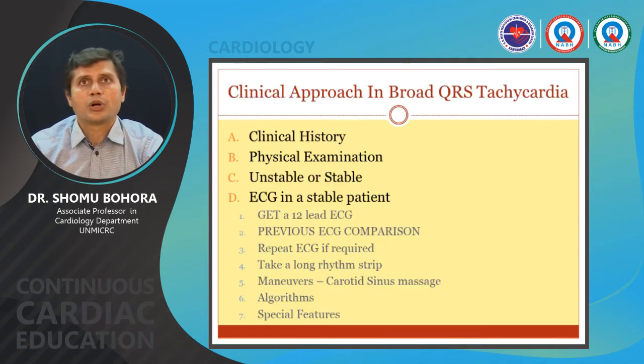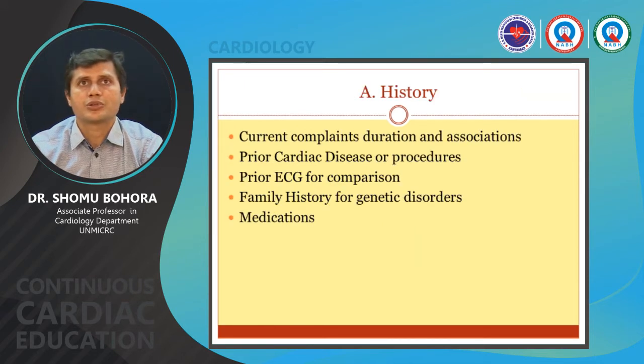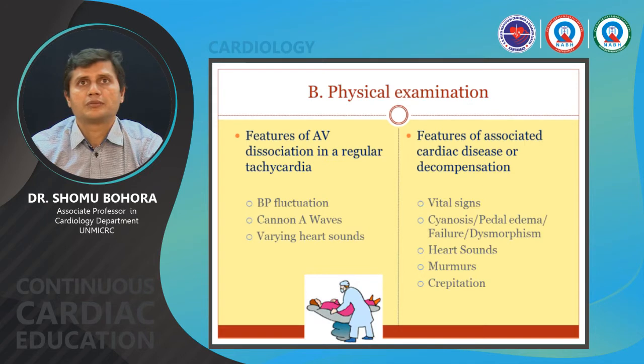So in a broad complex rhythm, you should have a proper history, physical examination, see whether the patient is stable or unstable, and then get a 12-lead ECG and evaluate that ECG along with special maneuvers that will help you to differentiate. Historically, if you have a cardiac disease or a prior procedure or a family history suggestive for ventricular arrhythmia, think of it as a ventricular arrhythmia.